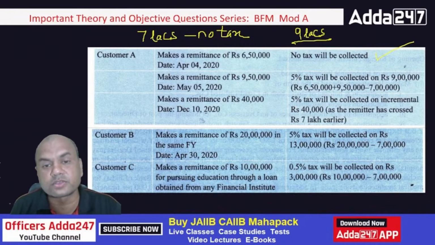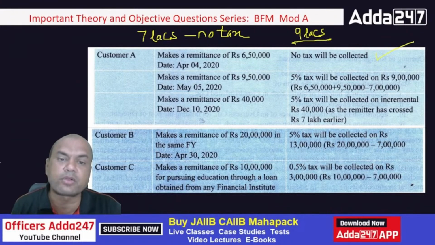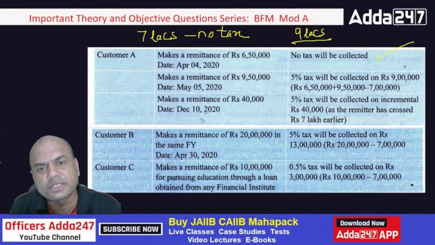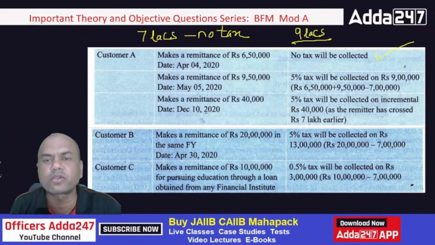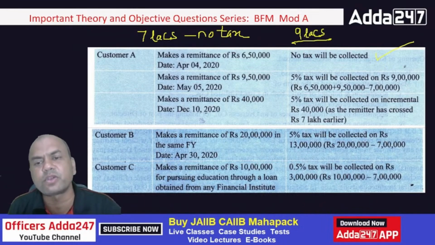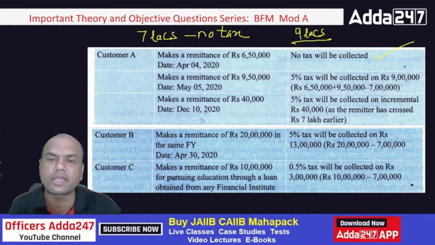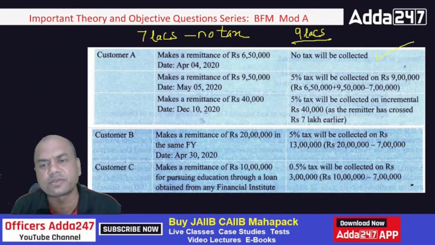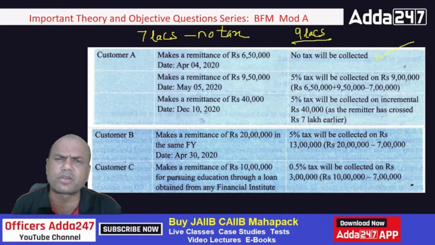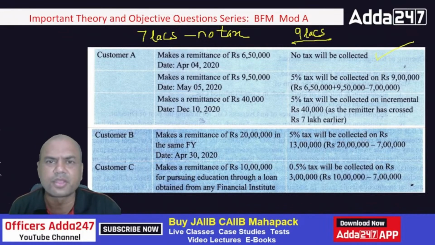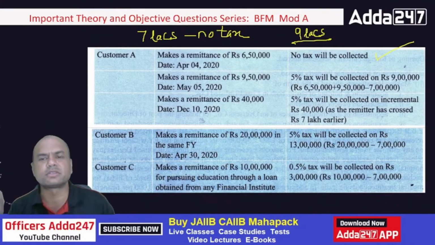The customer makes a remittance of 40,000 on December 10th. Means same person is coming back on December 10th. So he has already breached the limit. 7 lakhs is already gone. Now we are going in for the extra regime. So here I'll just tax him on the 40,000. Why? Because the remaining tax has already been paid by that customer. So 5% tax will be collected on incremental 40,000, right? Because he has already breached the 7 lakhs limit and paid the tax accordingly. So 40,000 into 5%, whatever that amount is, 4 5 is 20, right? So 2,000, I think so, yeah. So that much will be the tax paid by that person, isn't it?